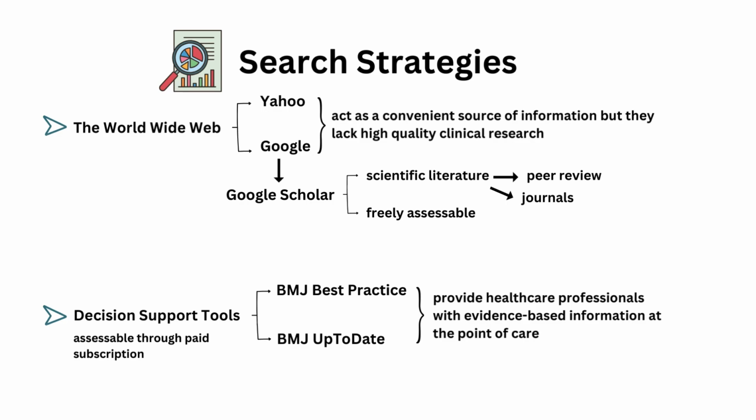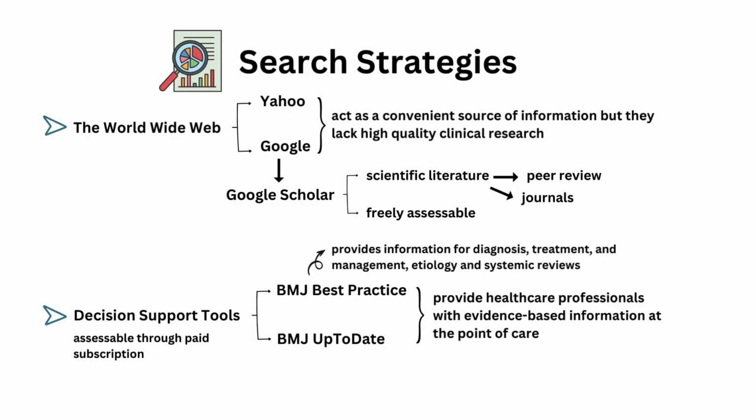BMJ Best Practice has over 10,000 diagnoses. It provides information for diagnosis, treatment management, etiology, and systematic reviews. It provides concise, practical guidance that is regularly updated by experts in the field. The structure is different from BMJ practice. It includes articles covering more than 14 medical specialties, though physiotherapy is not the main focus.